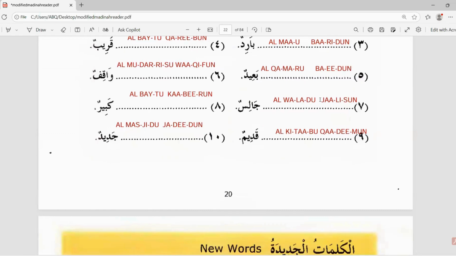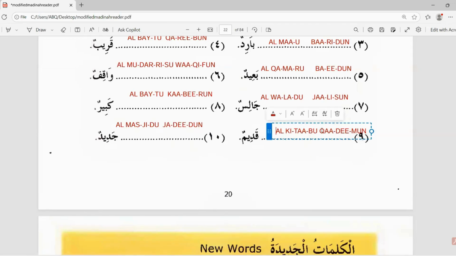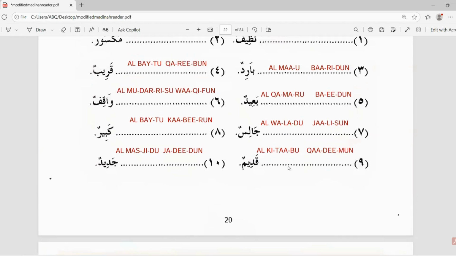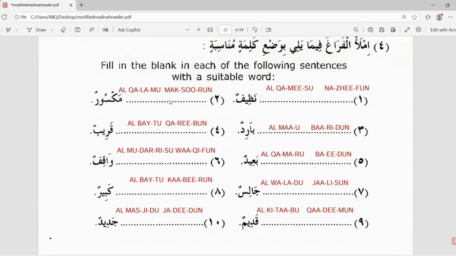Jalisun, which means sitting. We will use the word with that al-waladu, which means the boy. Al-waladu jalisun, the boy is sitting. Next one we're going to use is qadimun. It's here, qadimun, which means old. We will say al-kitabu qadimun. The book is old.